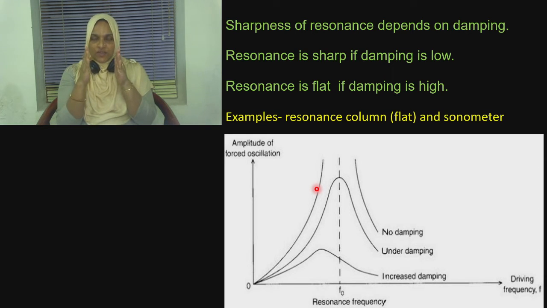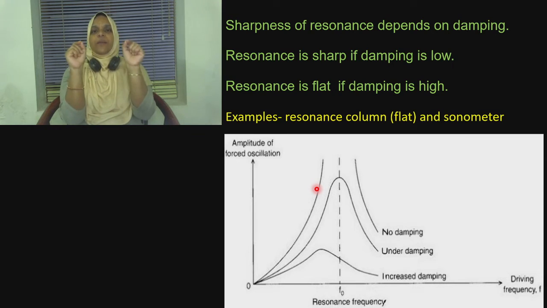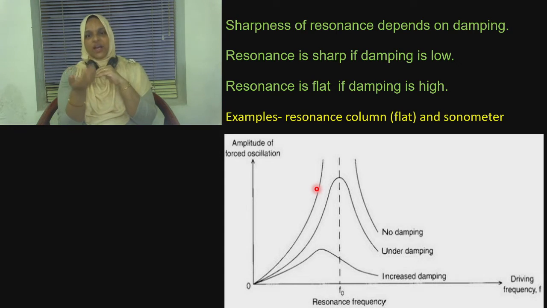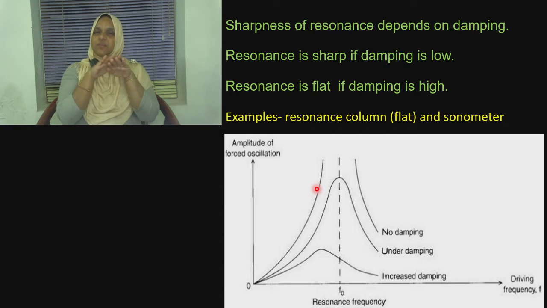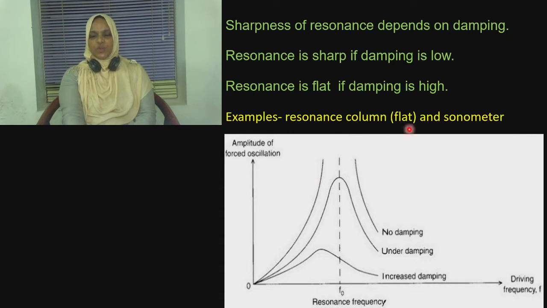The sharpness of resonance actually depends on damping. If damping is very low, the resonance will be very sharp. The fall in amplitude will be very high when the driving frequency departs from either side of the resonant frequency, either side of the natural frequency. And when we have an oscillator with very high damping, resonance will be flat. The curve will be very flat. That is shown in this figure.